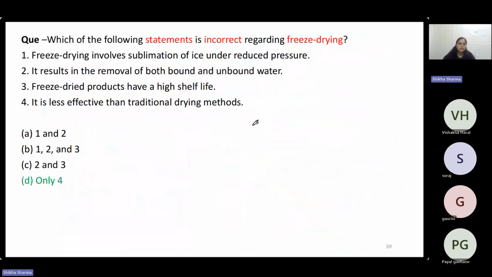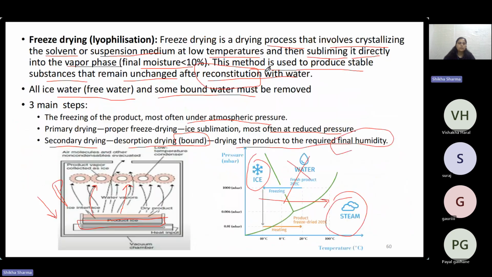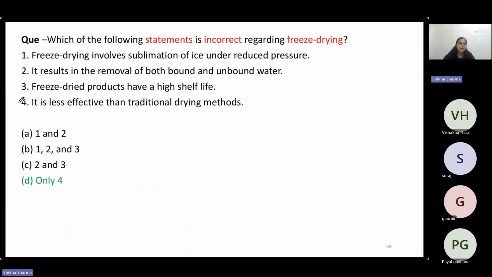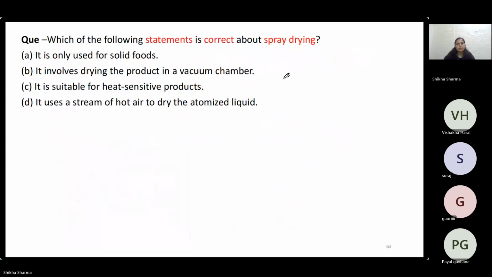So this is how the heat is transferring in the freeze drying process. In this question, the fourth option is incorrect, which says it is less effective than traditional drying. Others are correct: it produces a high shelf life product, it removes both unbound and bound water, and it uses the sublimation of ice under low pressure. Is this question clear? Can we move to the spray drying process?